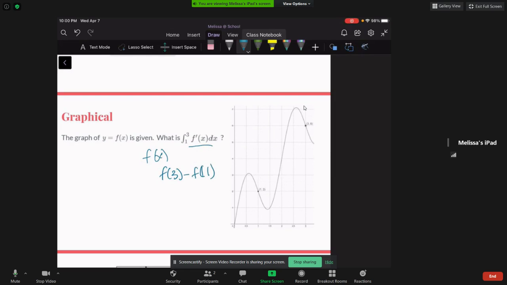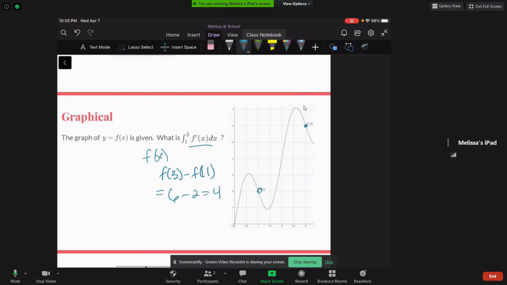When we do that, we're going to look at our graph and actually figure out what our values are based off of that. So on your graph, you're going to look for f of 3, which happens to be up here. So that gives us 6 minus f of 1, which is right here, and that's 2, which gives us 4.